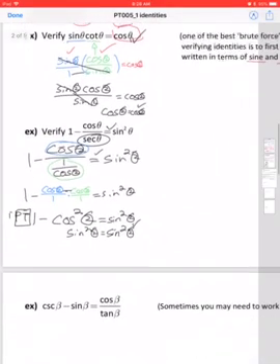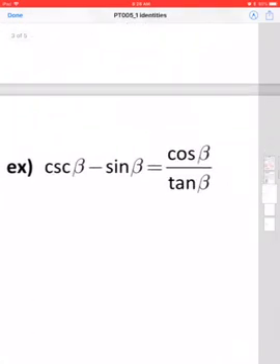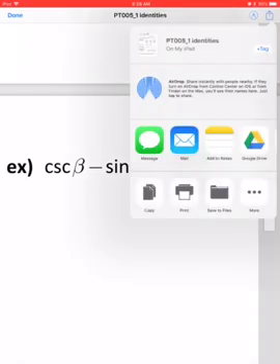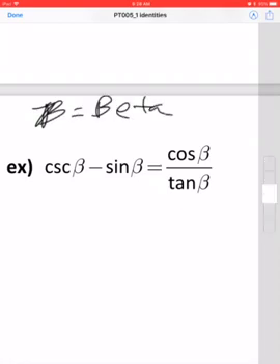I think we got time for one more. Yeah, let's do this. So we have cosecant of beta. So this little b here is now for beta. We can still treat this as if it's sigma. So cosecant of beta minus sine of beta equals cosine of beta over tangent of beta.